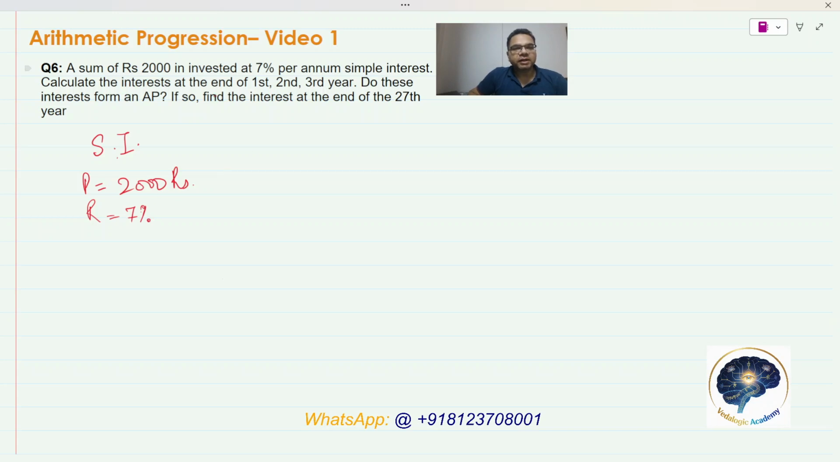Now calculate the interest at the end of first, second and third year. Do these interests form an AP? If so, find the interest at the end of 27th year. Okay, let's see. So let's say the term is 1 year.